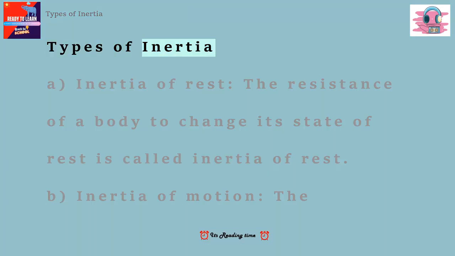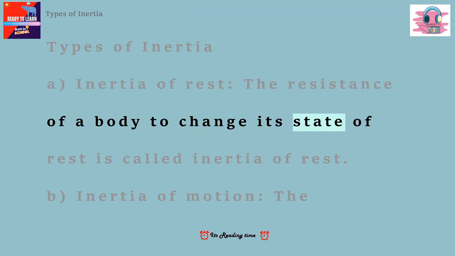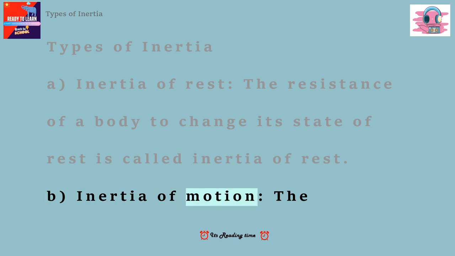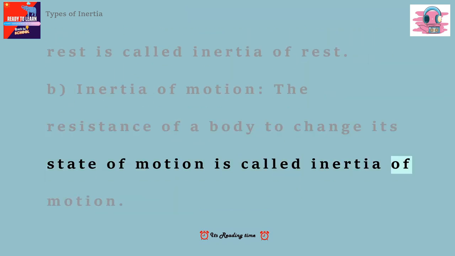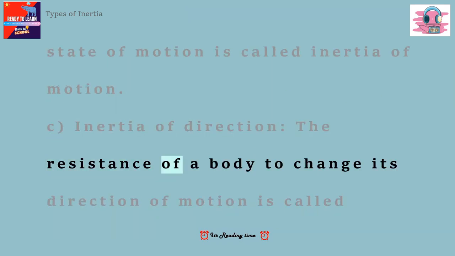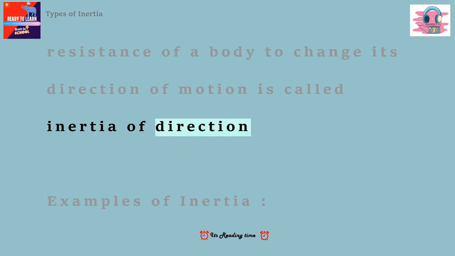Types of inertia. A. Inertia of rest. The resistance of a body to change its state of rest is called inertia of rest. B. Inertia of motion. The resistance of a body to change its state of motion is called inertia of motion. C. Inertia of direction. The resistance of a body to change its direction of motion is called inertia of direction.